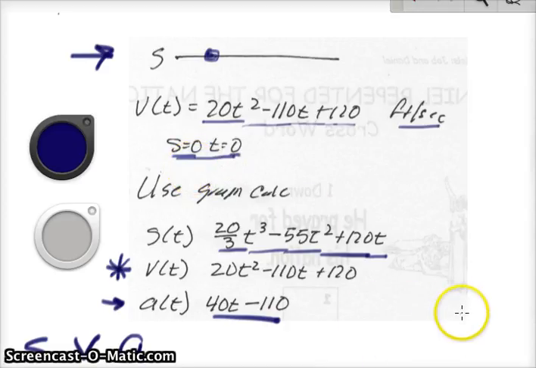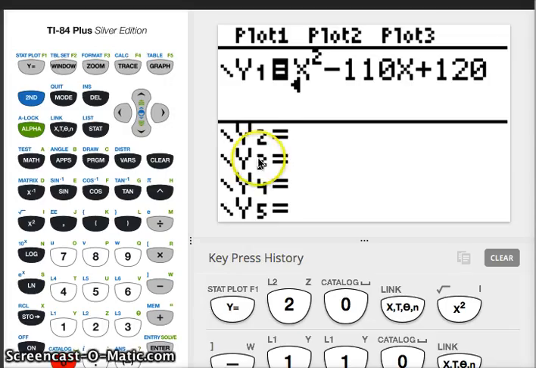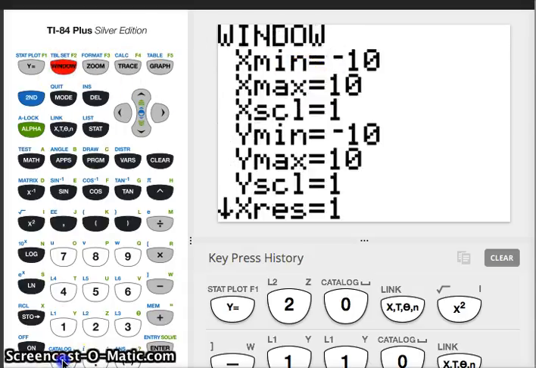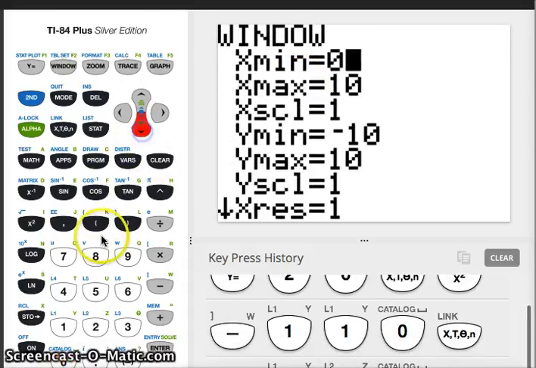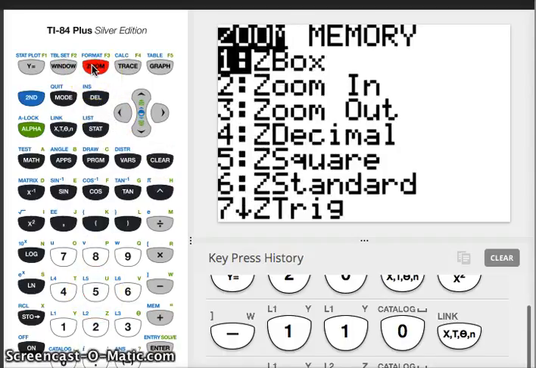All right, now I just used my understanding to get my mind around the problem. And let's take a look at the velocity function first. Okay, so I plugged that in for y1, and I need to set my window. For my window, I'm going to go 0 to 5, and then I'm going to hit zoom fit. I forget now what number zoom fit is at.